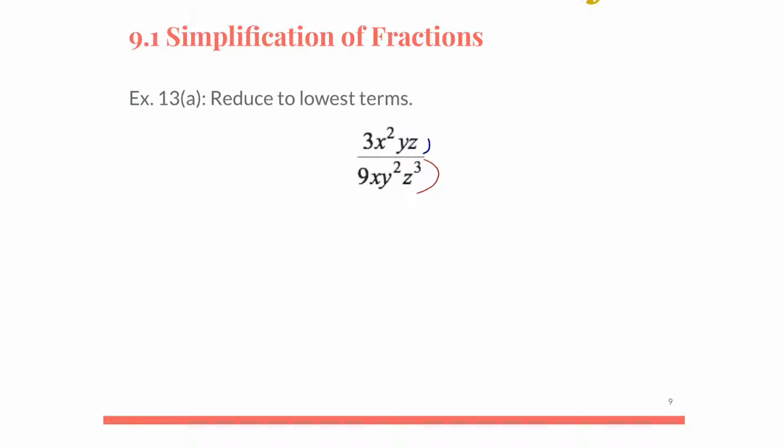So in this case, you can go ahead and simplify the numbers, the x's, the y's, and the z's. For the numbers, we get 1 over 3. For the x's, we get just x.